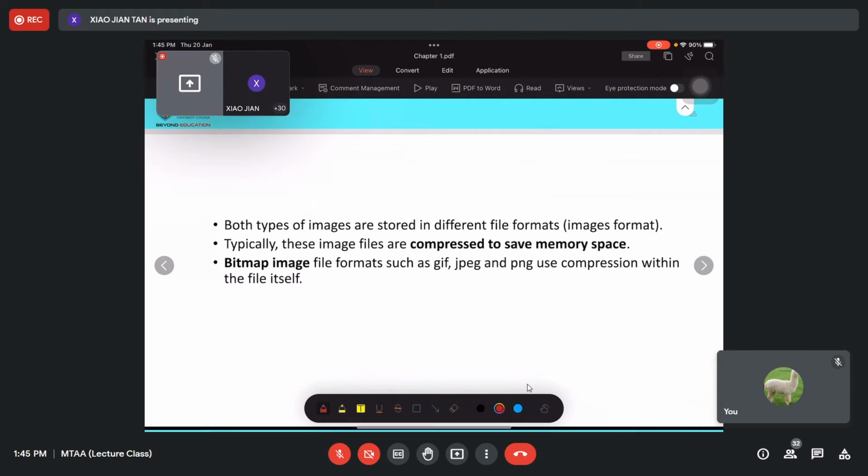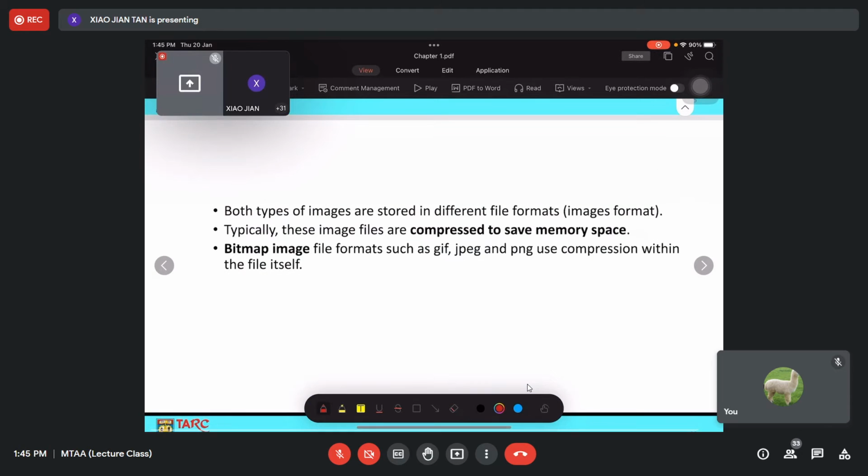Both types of image are stored in different file formats. And typically, these file formats are compressed to save memory space. Bitmap file formats such as GIF, JPEG, PNG use compression within the file itself. So the extension of a file, whether a Word file, text file, graphic file, or video file, is actually telling you the format of compression, the method of compression it is using.